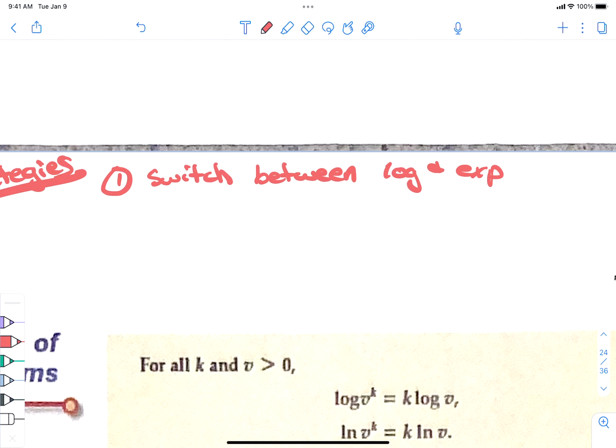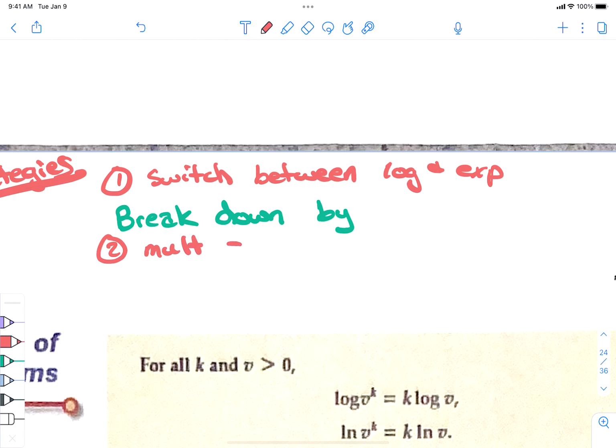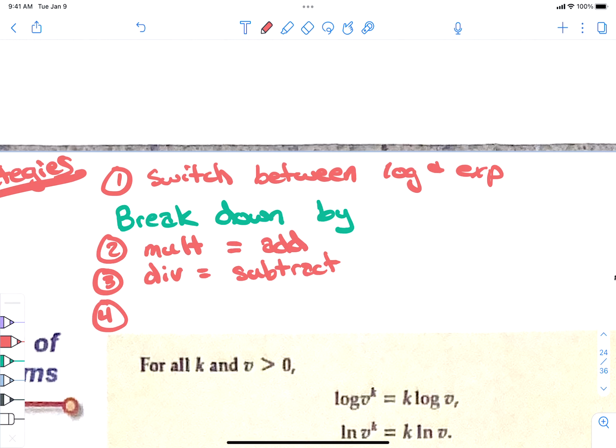The next 3 strategies all go together and they involve breaking down. Number 2, multiply equals add. So when you're multiplying 2 numbers together, you just add the values. Number 3, divide equals subtract. We just broke those down. Number 4 is the other thing that you are allowed to do.